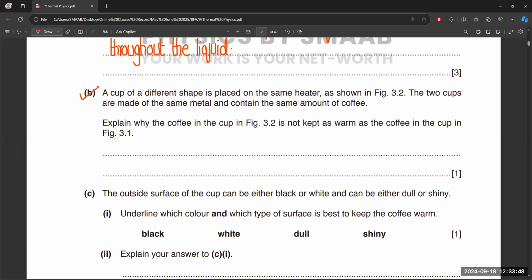In part B, a cup of different shape is placed. Whenever you see the word describe in the question, describe means you need to write your answer with brief detail, not in very much detail with scientific experiments or scientific knowledge.